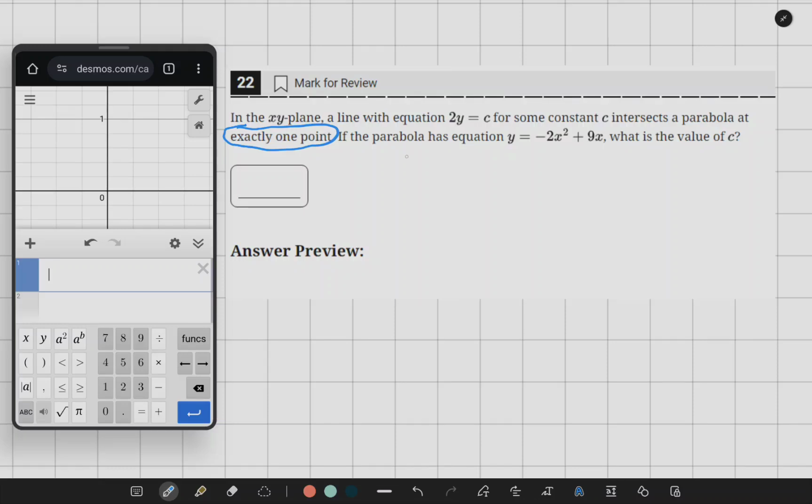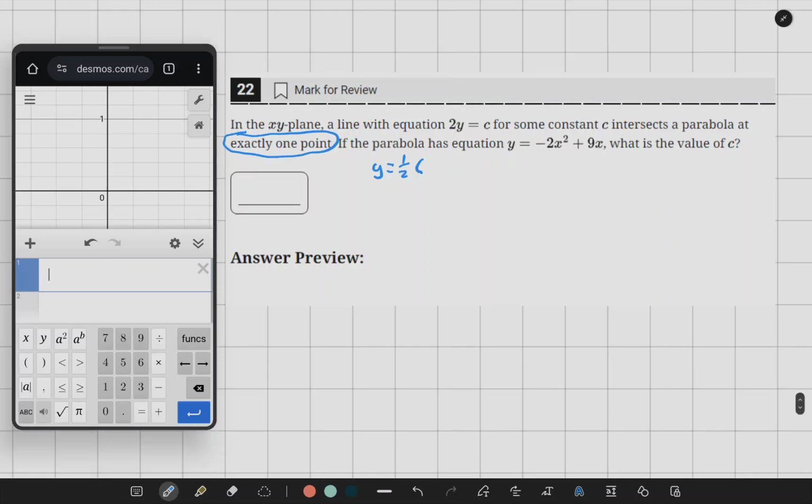So obviously the first step is going to be to solve this first equation for y, and we get 1/2 c. And then you're going to plug that in and set the two equations equal to each other. So you get 1/2 c equals negative 2x squared plus 9x. And subtract 1/2 c from both sides. So then you get 0 equals negative 2x squared plus 9x minus 1/2 c. Now from here is where a lot of people will get stuck.